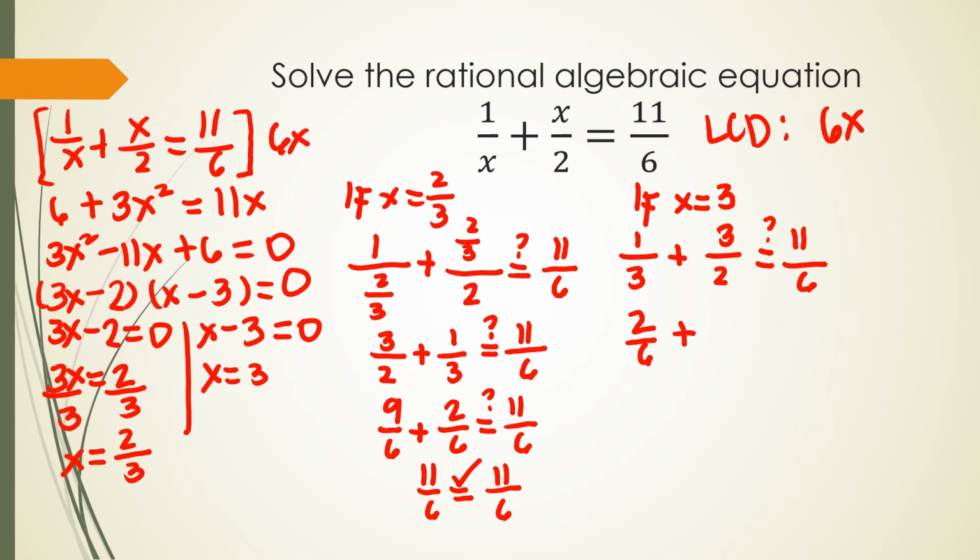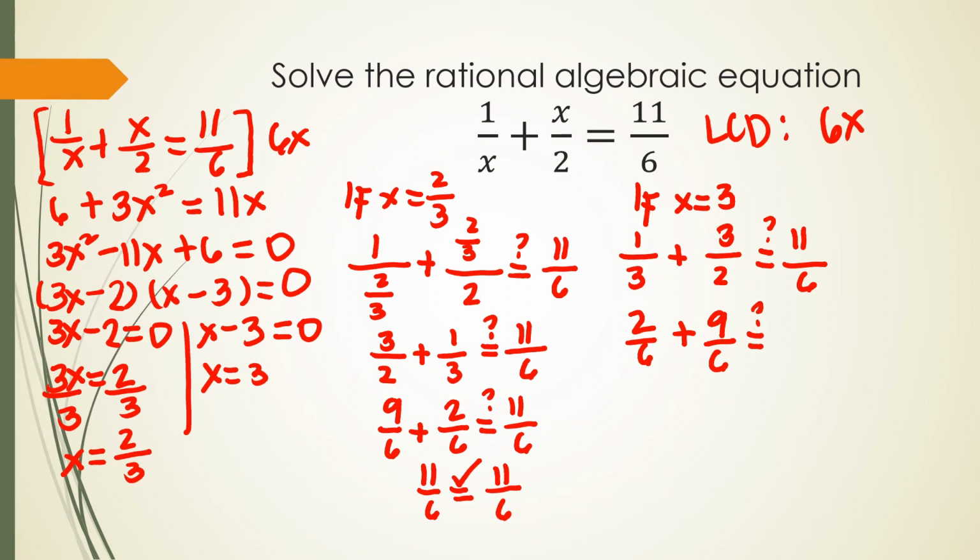Okay? Plus 3/2, again, LCD divided by the denominator times the numerator. Okay, so 6 divided by 2, that is 3, times 3, we have 9. So we have here 9 over 6.